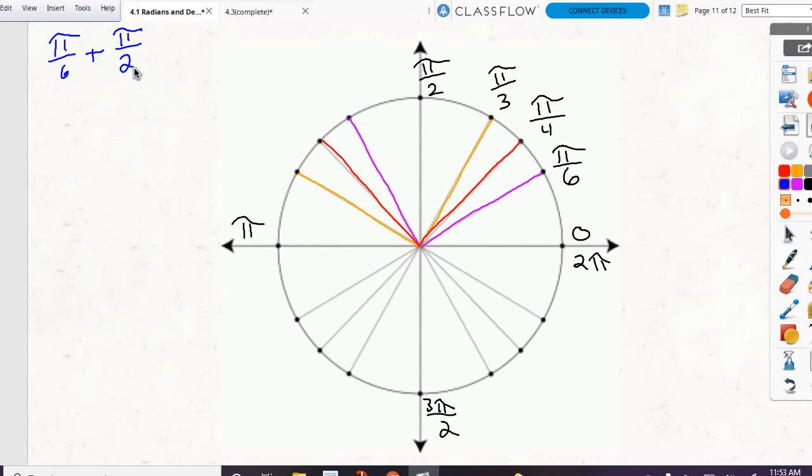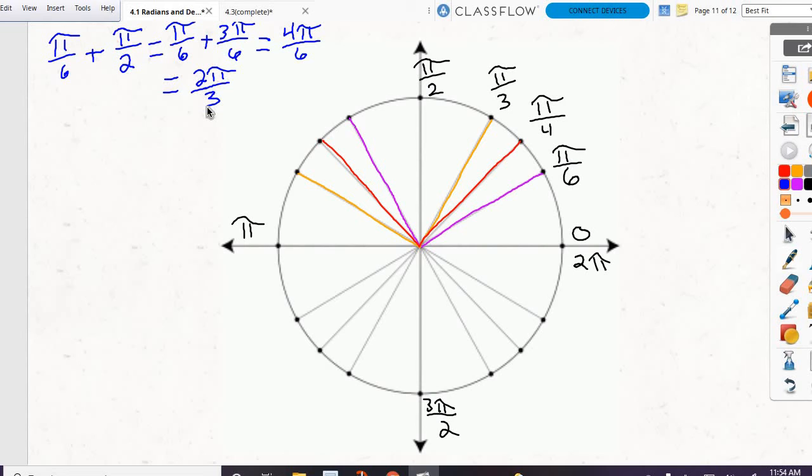So, to find my first angle, we're going to take pi over 6 and add pi over 2. So what do we have to do to be able to add fractions? Same denominator. And how do we find that? What's our common denominator here? 6. So we would need to multiply the second one by 3 over 3. So we get pi over 6 plus 3 pi over 6, which gives us 4 pi over 6. Can that be reduced? Yes, to 2 pi over 3.